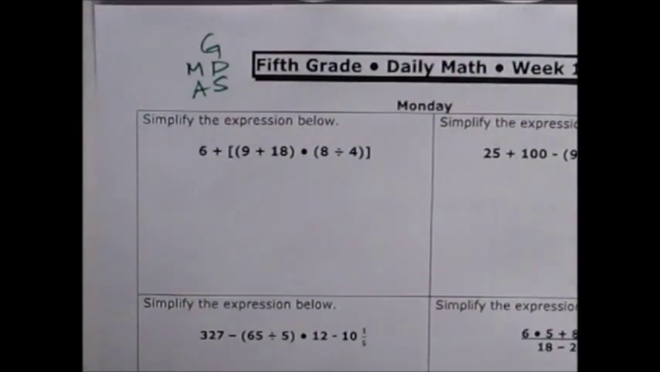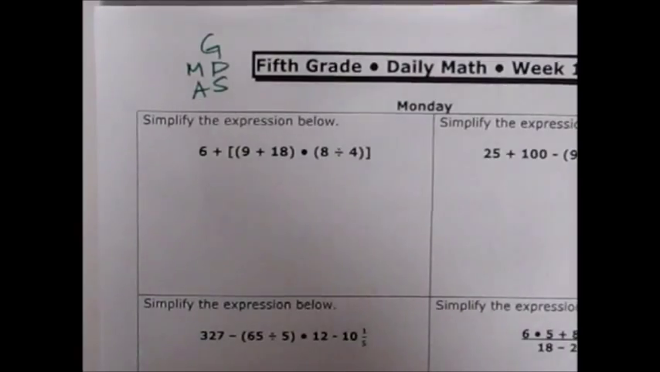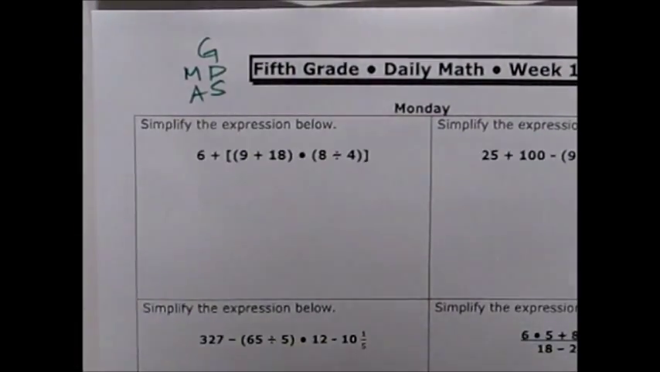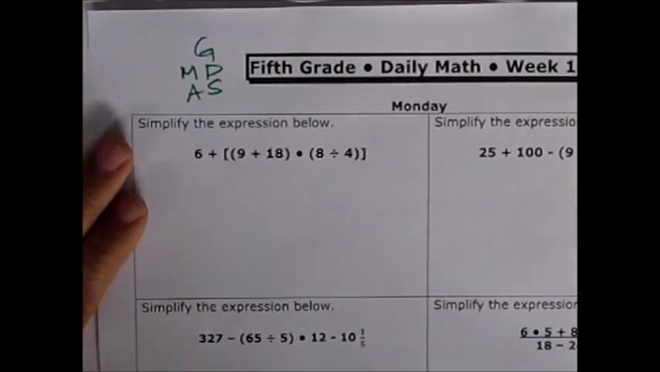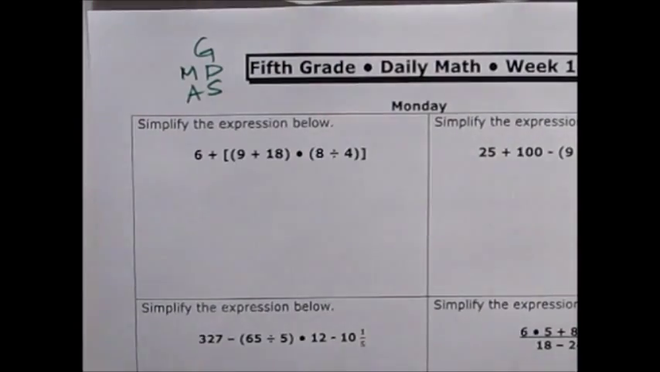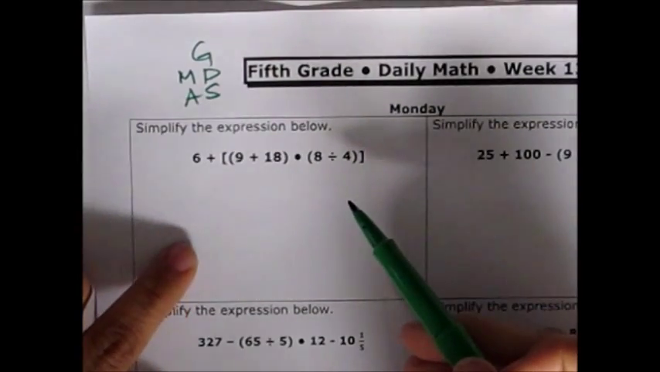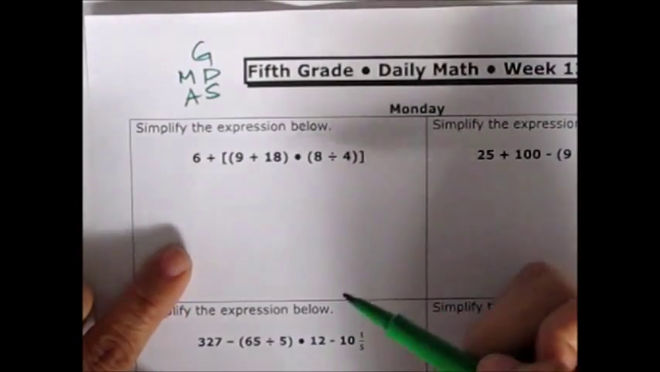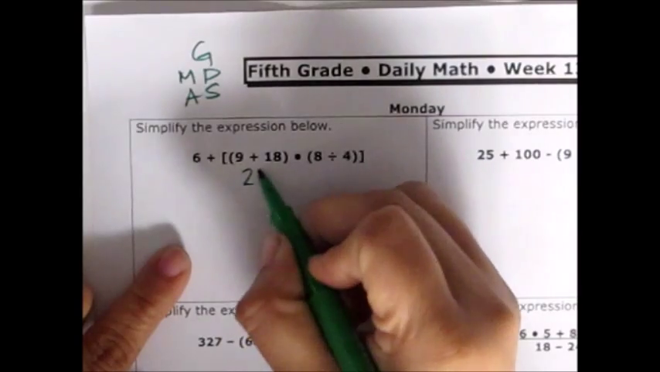Okay, so the first one we have is 6 plus bracket, parentheses, 9 plus 18 times parentheses, 8 divided by 4, parentheses, bracket. Whoa, that was a mouthful. But the first thing you need to think of is grouping. So attack what's in the groups first. Okay, I have 9 plus 18, that's 27.